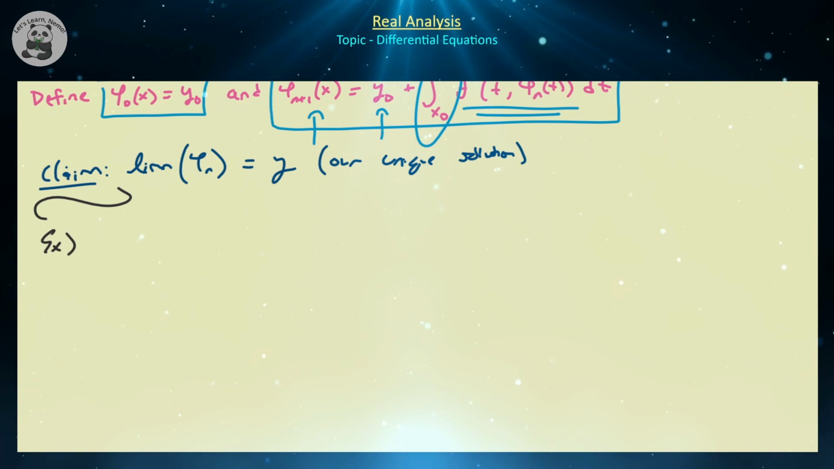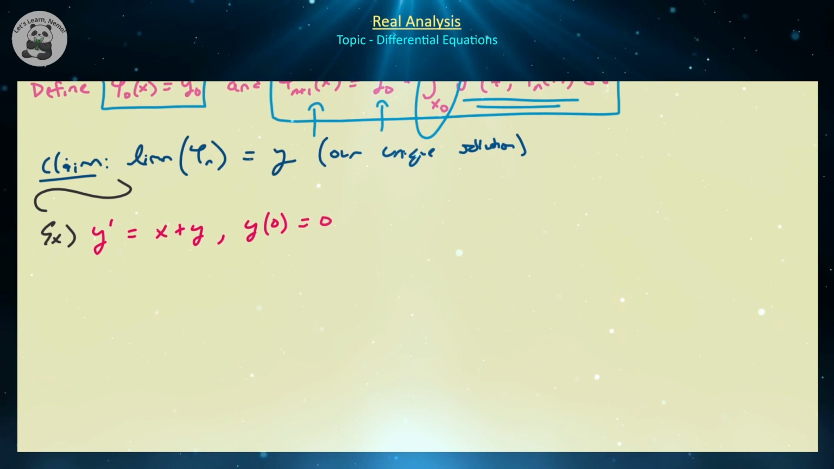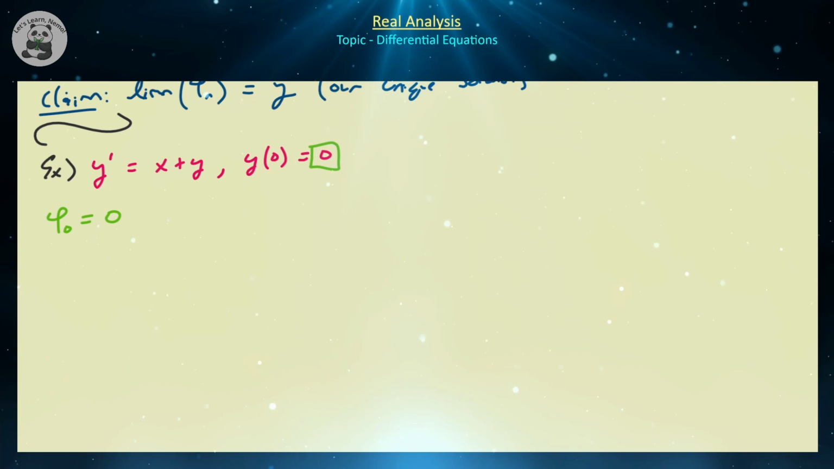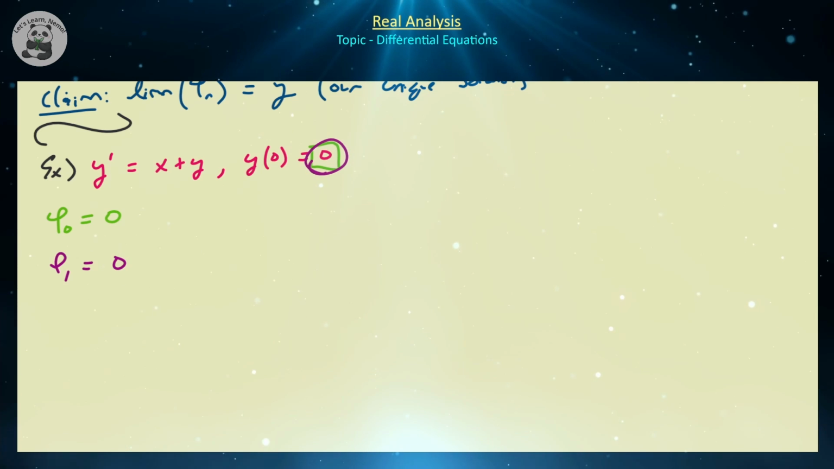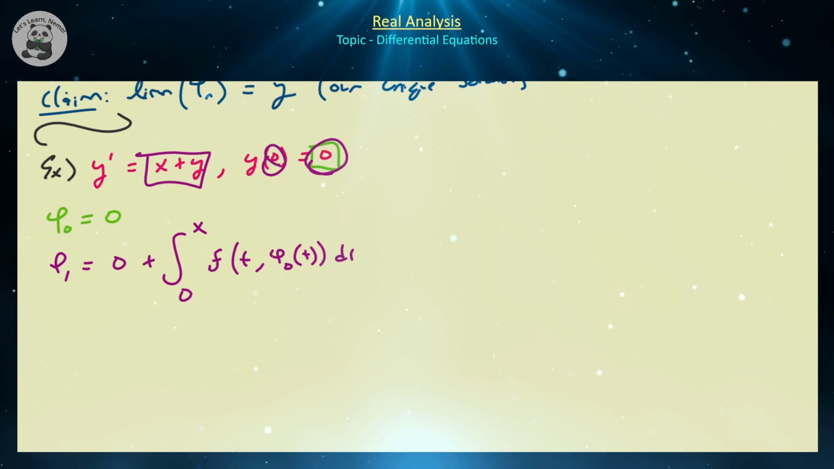So let's look at a very basic differential equation to guide us through this territory. Let's look at y prime equals x plus y with the initial condition y(0) equal to 0. So we'll make the numbers really, really nice. So what is phi 0 going to be equal to? Phi 0 is going to be equal to the initial condition of y, so it's going to be equal to 0. And then phi 1 will be equal to, again, y0 plus the integral from x0, which is 0, to x of f, which is that right side, evaluated at t and phi 0 of t, dt.